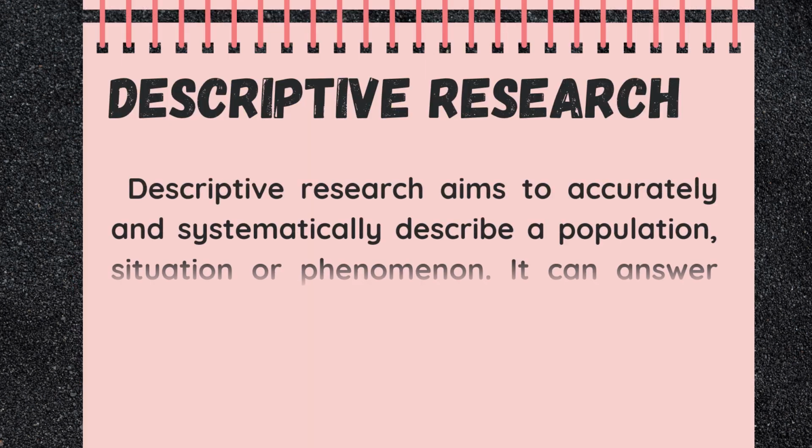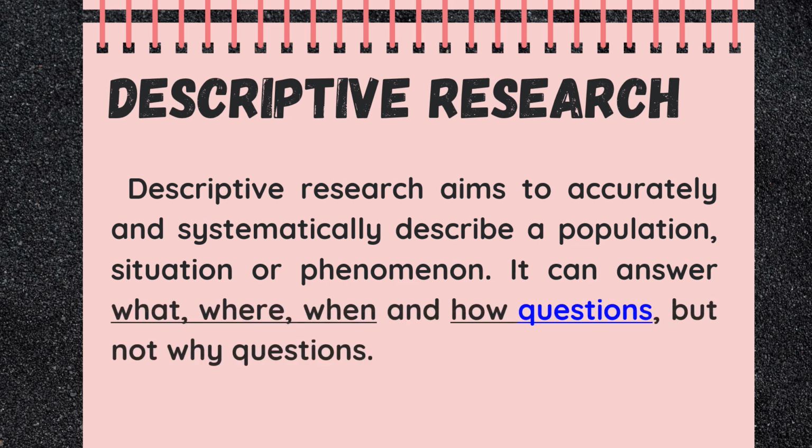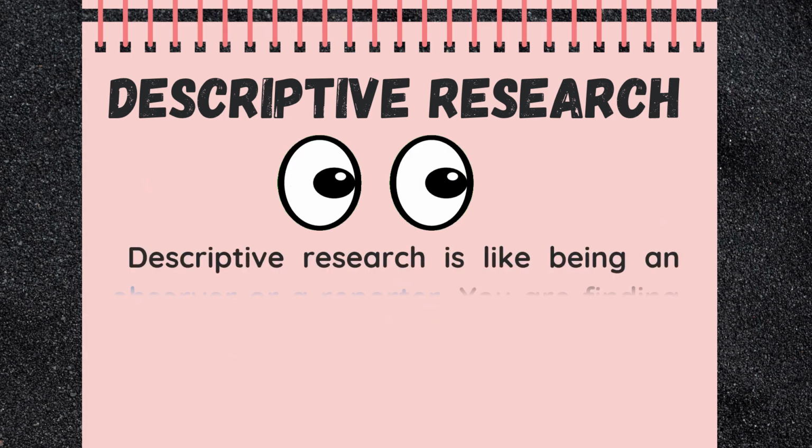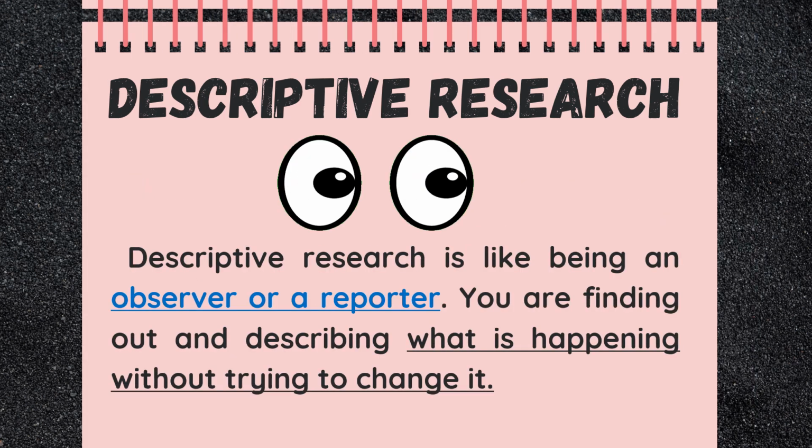What is descriptive research? Descriptive research aims to accurately and systematically describe a population, situation, or phenomenon. It can answer what, where, when, and how questions, but not why questions. Descriptive research is like being an observer or a reporter. You are finding out and describing what is happening without trying to change it.